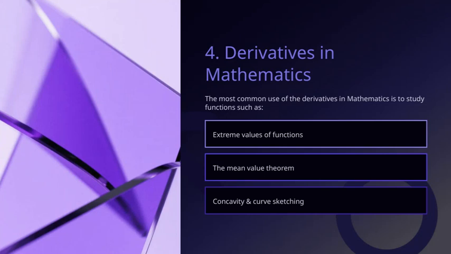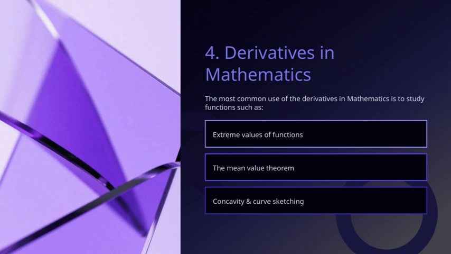Let's talk about some important applications of derivatives in mathematics, starting with concavity and curve sketching. This involves understanding how the second derivative helps us determine whether a function is concave up or down, which in turn assists us in sketching the graph more accurately. Next, we have the mean value theorem, a fundamental concept that connects the average rate of change over an interval to the instantaneous rate at some point within that interval. It's a powerful tool for analyzing the behavior of functions and proving various properties.